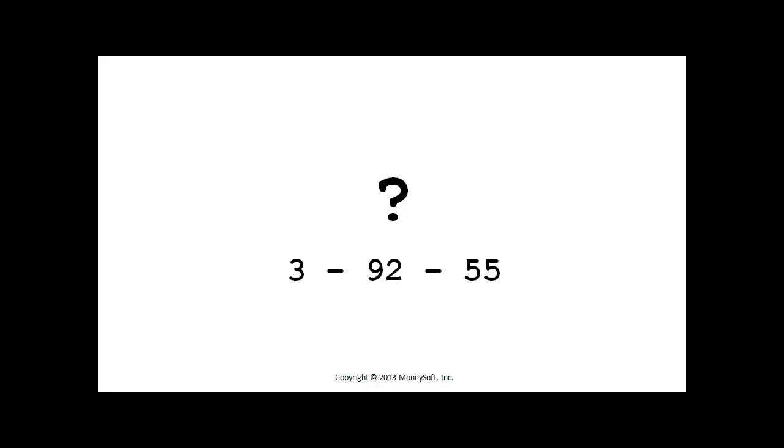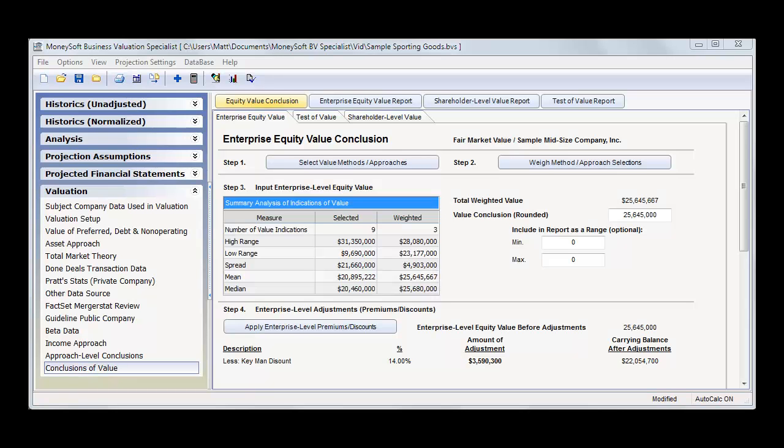55 equals the maximum number of method indications that can be included in a single valuation. This is more than you might need, but the point is that they're there when you need them for a given assignment. 3 plus 92 plus 55 adds up to flexibility, power, and control. Speaking of control, this is the conclusion of value control panel.